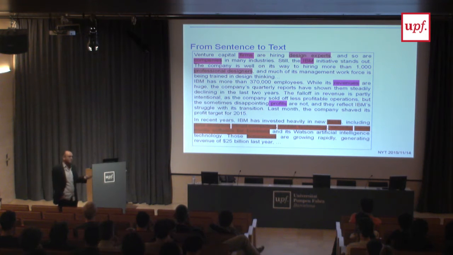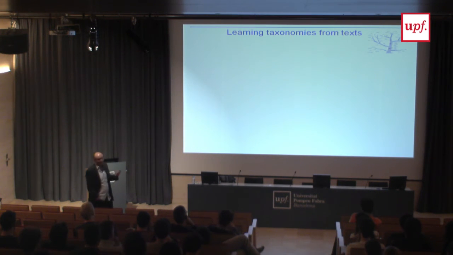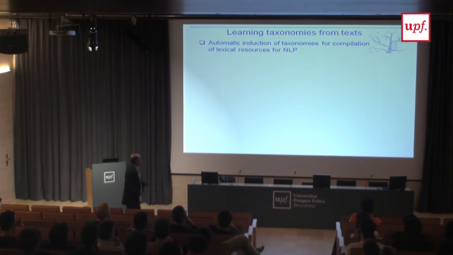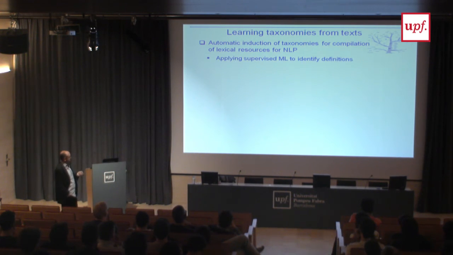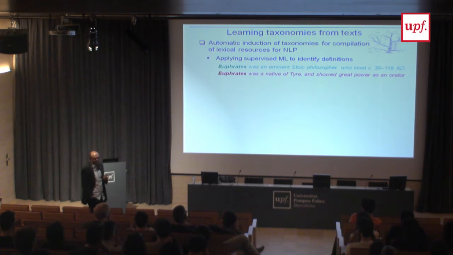And all these fields are also businesses. So if we are able to identify those terms and the relations between them, what we can do is to construct basically a taxonomy. So we can automatically construct a taxonomy and create large lexical resources, which can then be reused in other NLP applications. And this is what we're doing in this research topic, automatic induction of taxonomies for compilation of lexical resources. And an important aspect of this work is to identify definitions.